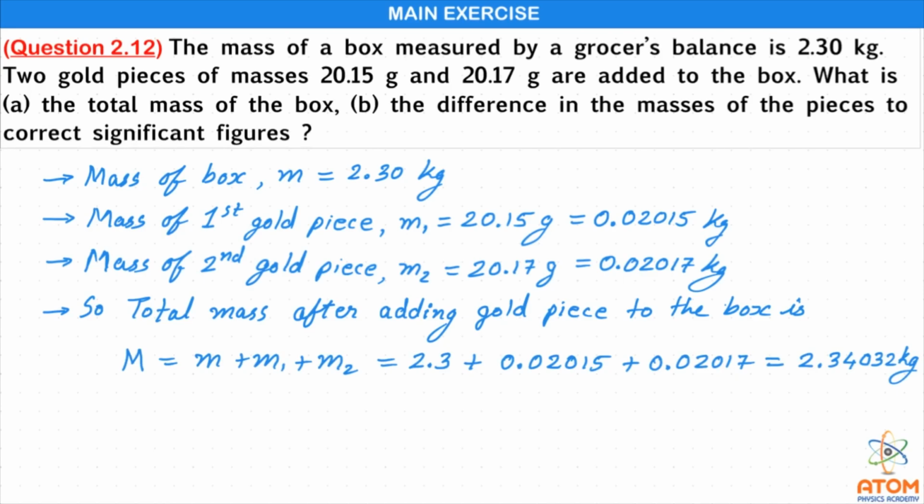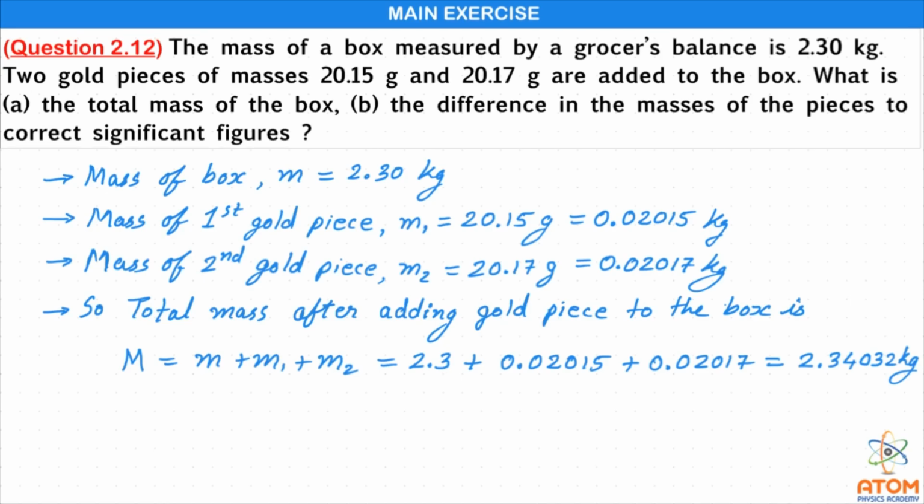Now this is the total sum of all the masses, but we have to consider the significant figures. As per the rule of addition, we have to consider the least number of significant figures after the decimal point. In this 2.3 there is only one significant figure after the decimal point. Here there are 4 significant figures after the decimal point. Here also there are 4 significant figures after the decimal point. So the least is 1.